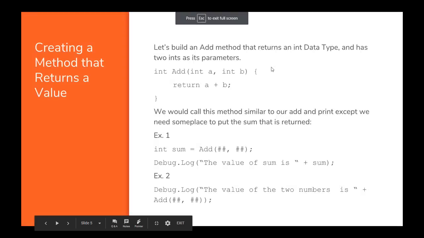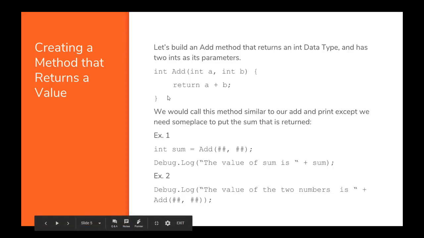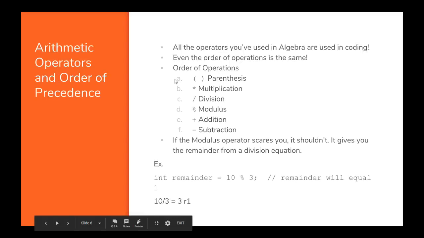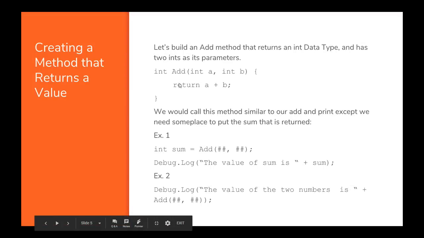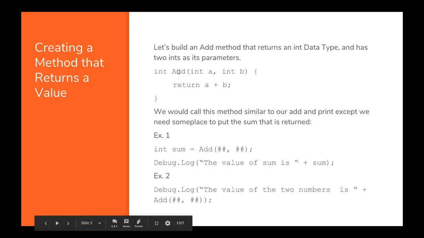Now we're going to create a new method. This one is actually going to return a value. So we're going to build an add method that returns an int data type and has two ints as its parameters. It's going to be very similar to the one that we just did, except we are actually going to be using that return keyword, and we're going to give it a different name, obviously. So this is just going to be an add method. We can give it any two numbers and it will return the sum of those two numbers.